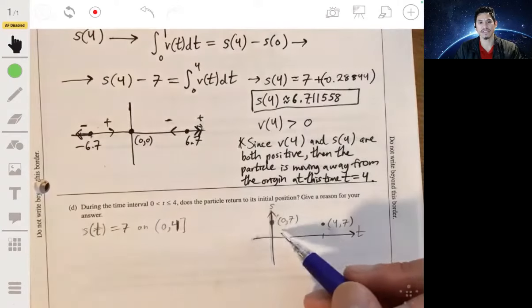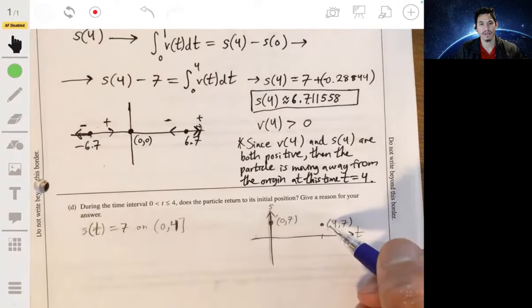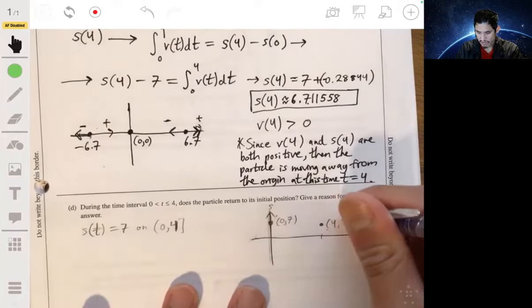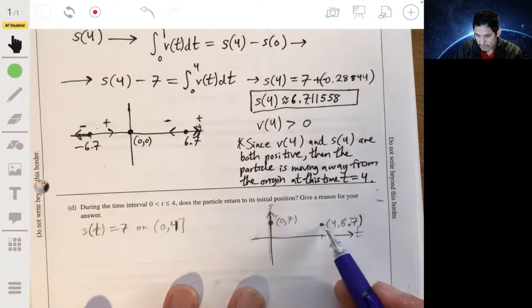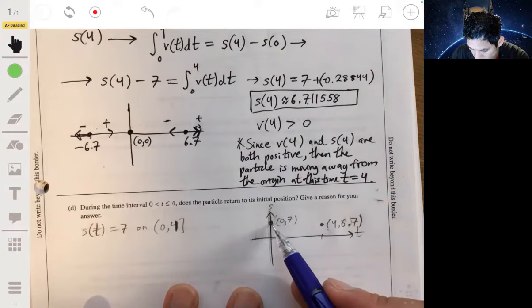So since this function is continuous, I said 6.7, but I wrote 7. Then for this point to connect to this point, for it to get back, we can do this.